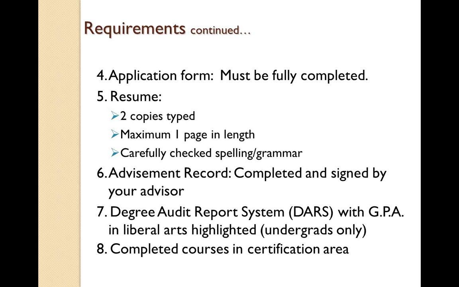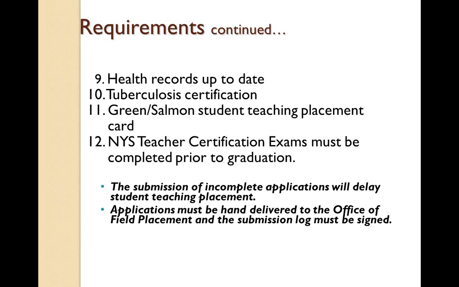The next part would be the Degree Audit Report System, known as the DARS. This is for undergrads only. We need you to highlight your liberal arts GPA on the DARS report. You also need to make sure you've completed all your courses in your certification area. Again, your advisor will have that on your plan of studies, and if there is anything missing, she will let you know what you still need to take.